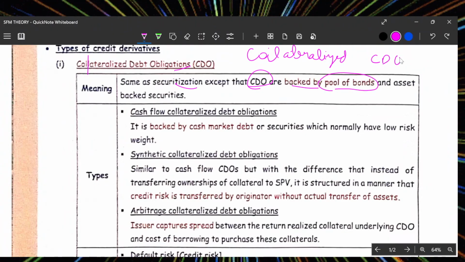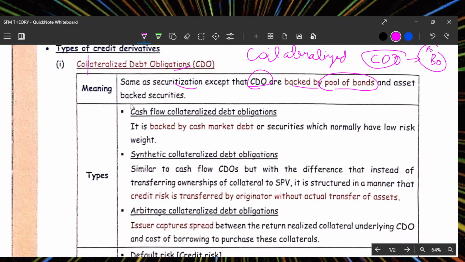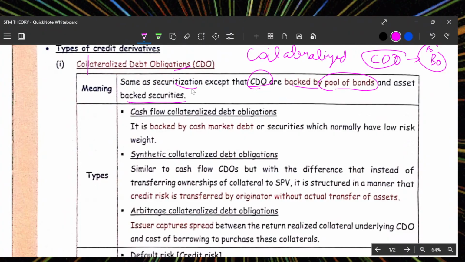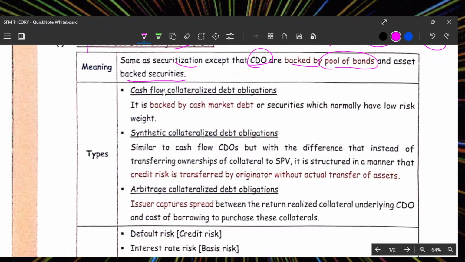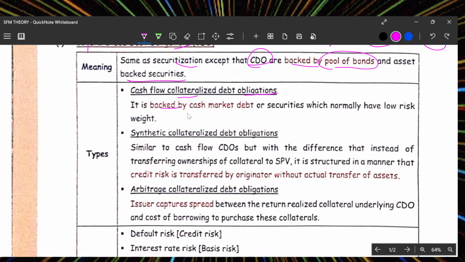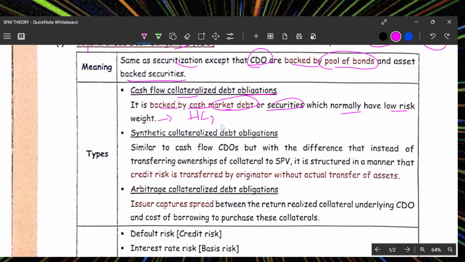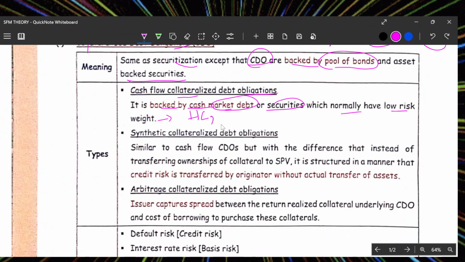One CDO is pooled from various bonds, a pool of bonds, not a single bond, various different kinds of bonds are pooled, as asset backed securities. Not a single asset, many assets are being backed by one CDO. The cash flow collateralized debt obligation is backed by cash market debts or securities which normally have low risk weightage, like a home loan. It's very low risk because the home is attached to the loan.